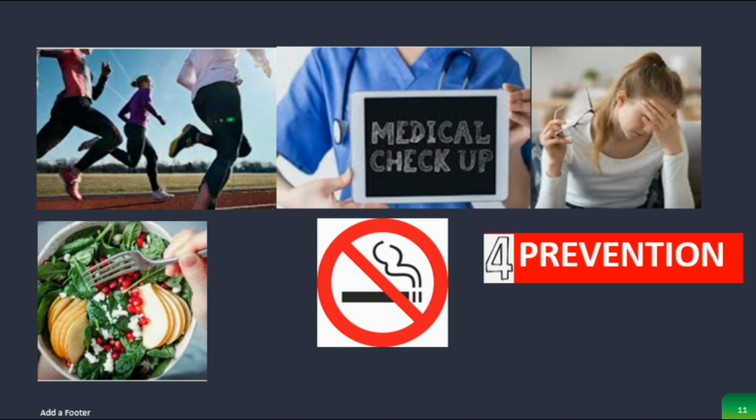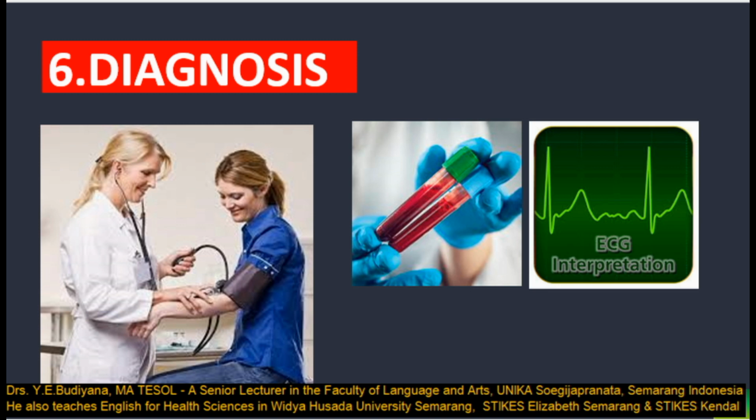Point 4 is the prevention of heart disease. To prevent heart disease, we must exercise regularly, get regular checkups, reduce stress, eat a healthy heart diet, and stop smoking. Point 5 is the diagnosis of heart disease.